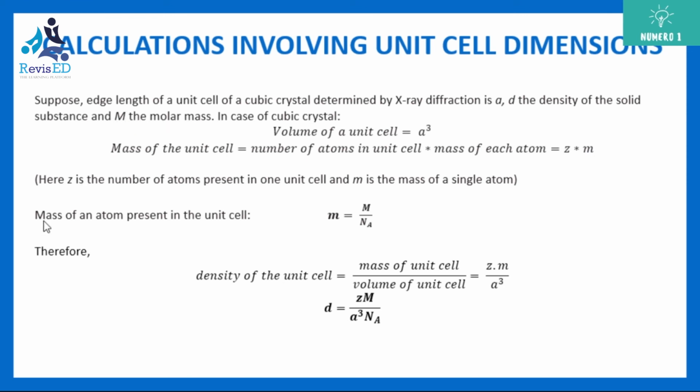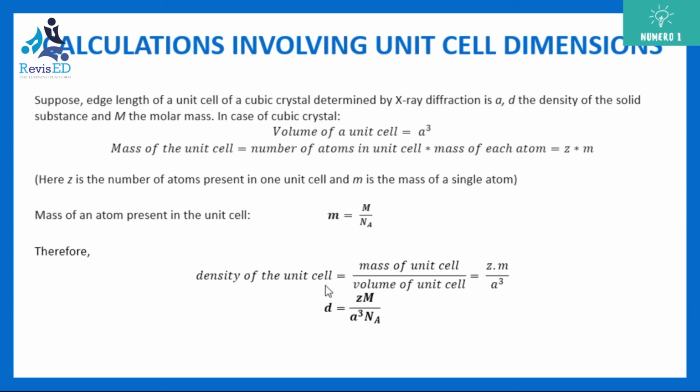So mass of a single atom should be molar mass divided by Na, where Na is your Avogadro's number, 6.022 into 10 raised to power 23. We will use this relation.